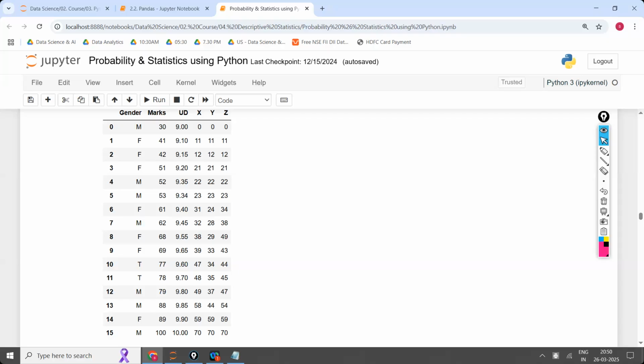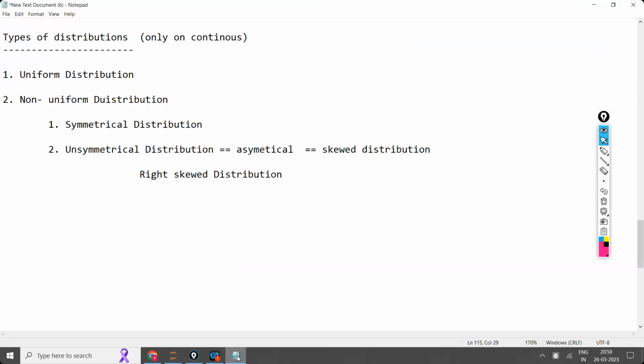Now, is it uniform for the Z column? No, it is non-uniform. Within the non-uniform, is it symmetrical or skewed? It is skewed. Left side or right side? Which side do you have fewer values? So, on the left side you have fewer values. So it is called a left skewed distribution.